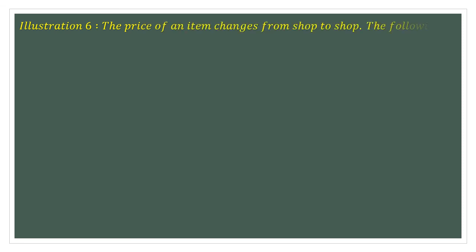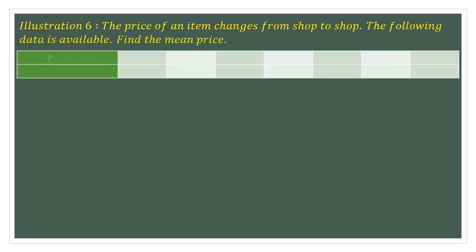This will be the last illustration for this tutorial. Illustration 6. The price of an item changes from shop to shop. The following data is available. Find the mean price. So the price here is X because we have to find the mean price, and the number of shops is the F here. So I am writing down the price here.